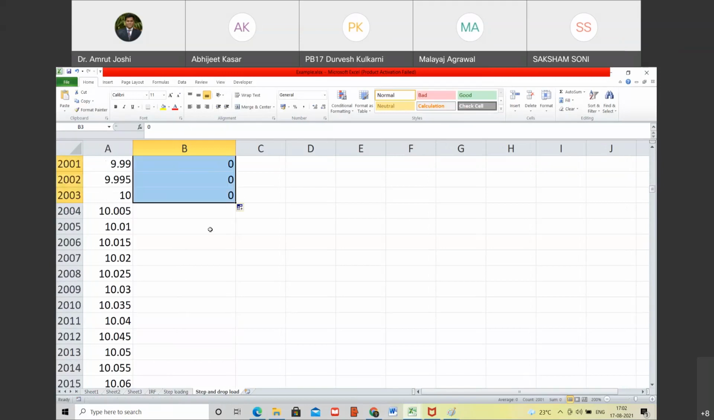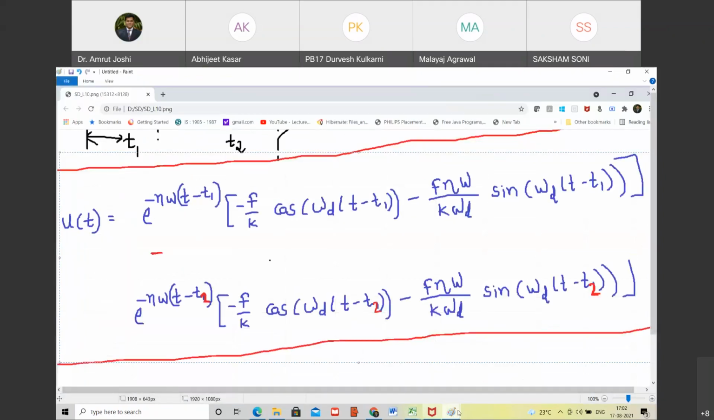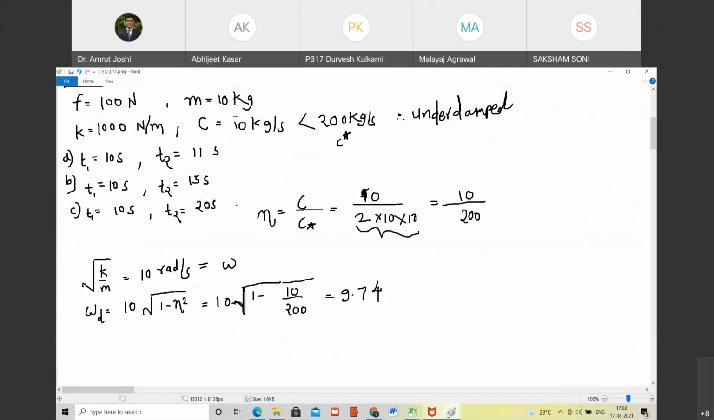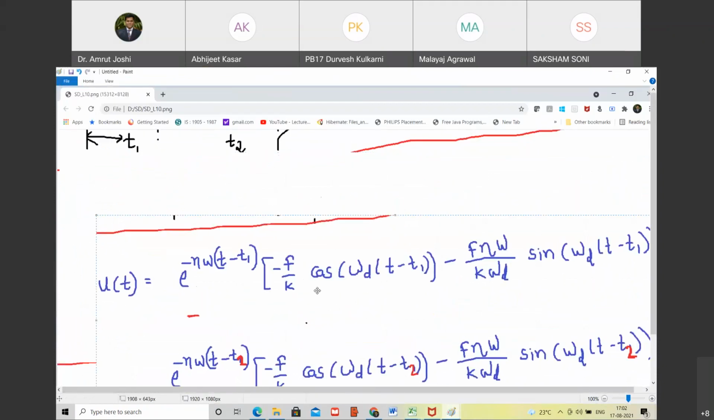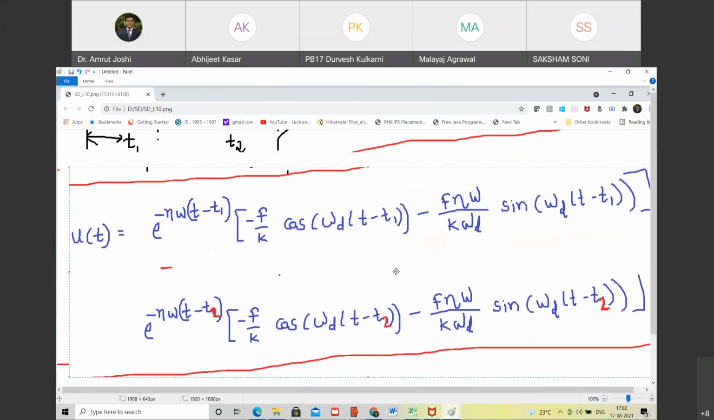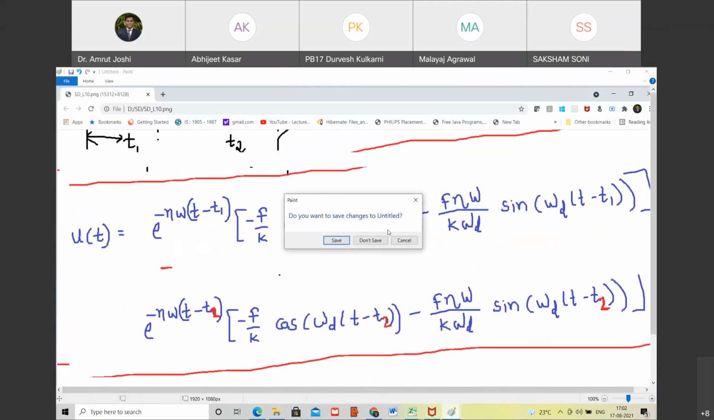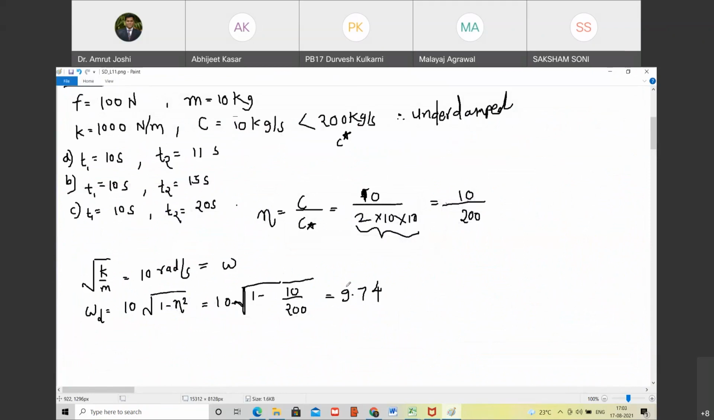Yeah. So till 10 seconds, the response is 0. After 10 seconds, the response is going to follow after 10 seconds to 20 seconds. Mind you, this expression is valid only between the time T1 and T2, and is not valid beyond the time T2. Are you with me? We had 3 zones. If you remember in yesterday's class, I had shown you the 3 zones.